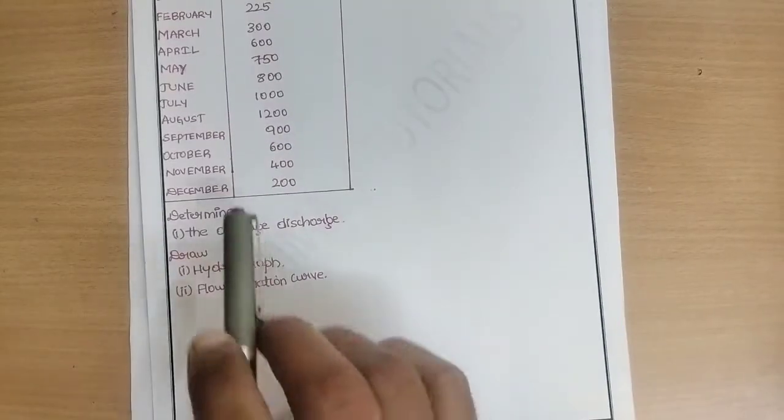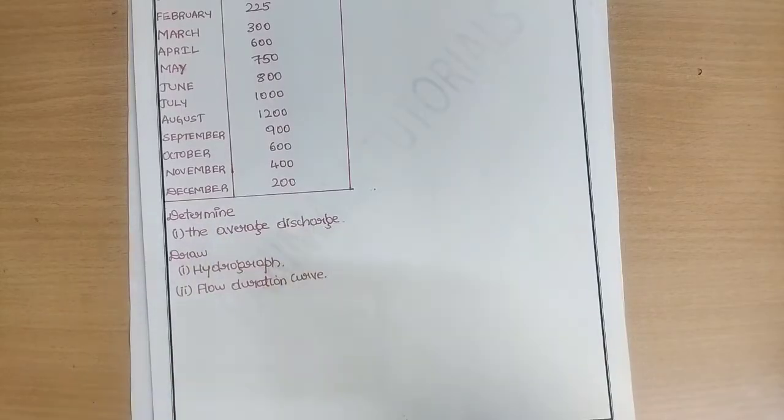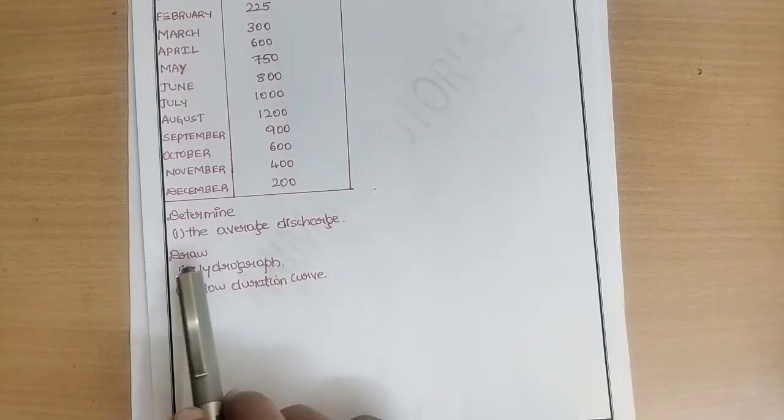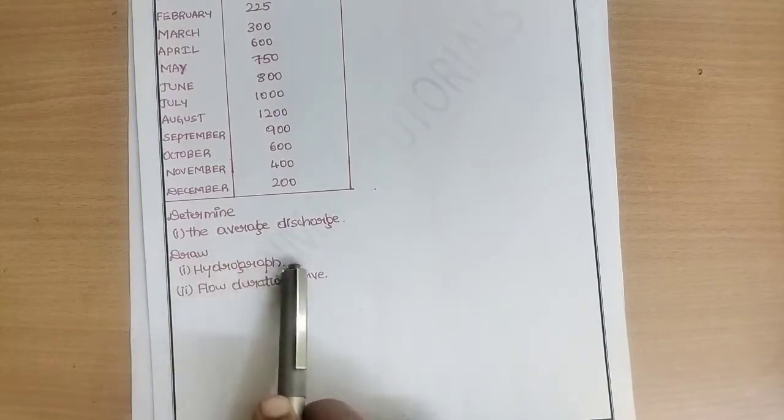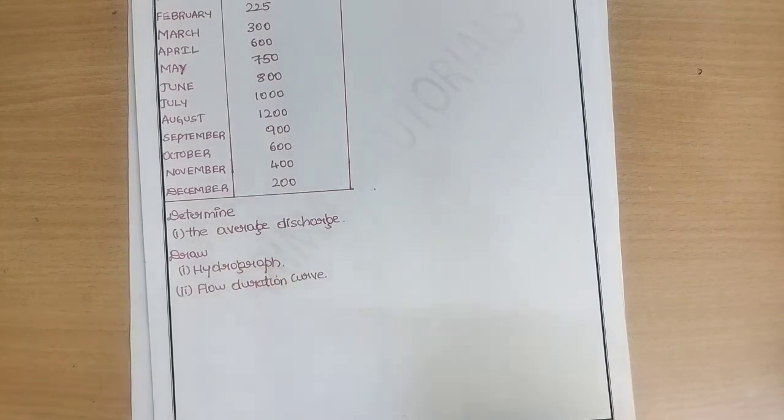So with these two tabular columns, we are supposed to determine the average discharge. Average discharge, or in other words, it is also called mean discharge. Apart from that, we are supposed to draw the hydrograph and the flow duration curve. So these two form the graph construction part of the solution. Now let us see the step-by-step solution, how to obtain the solution.